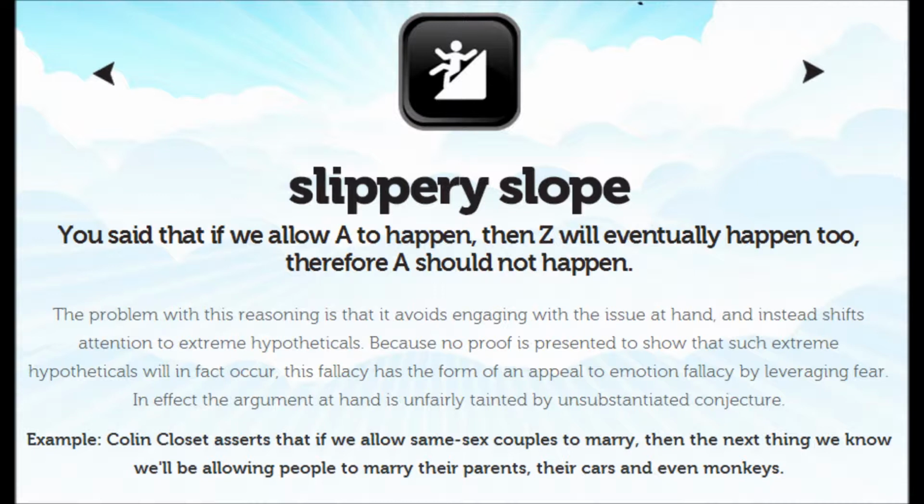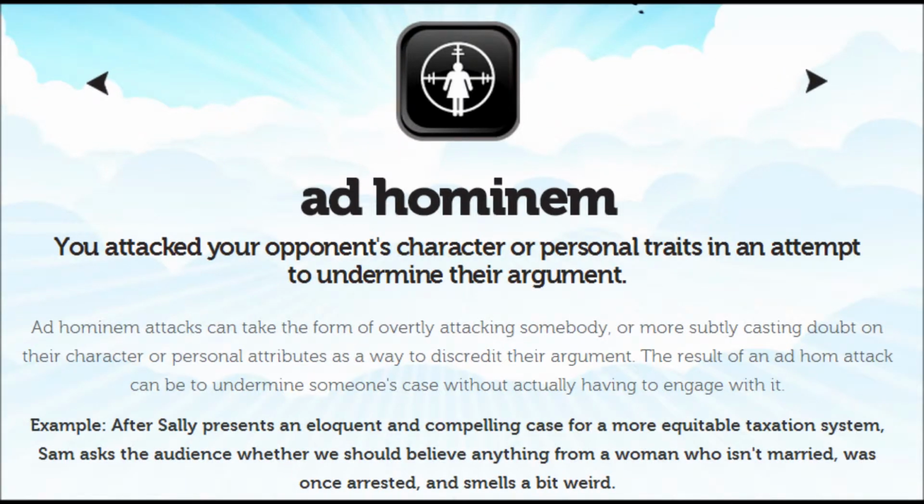7. Tu quoque. You avoided having to engage with criticism by turning it back on the accuser. You answered criticism with criticism, pronounced tu quoque, literally translating as you too. This fallacy is also known as the appeal to hypocrisy. It is commonly employed as an effective red herring because it takes the heat off someone having to defend their argument, and instead shifts the focus back onto the person making the criticism.